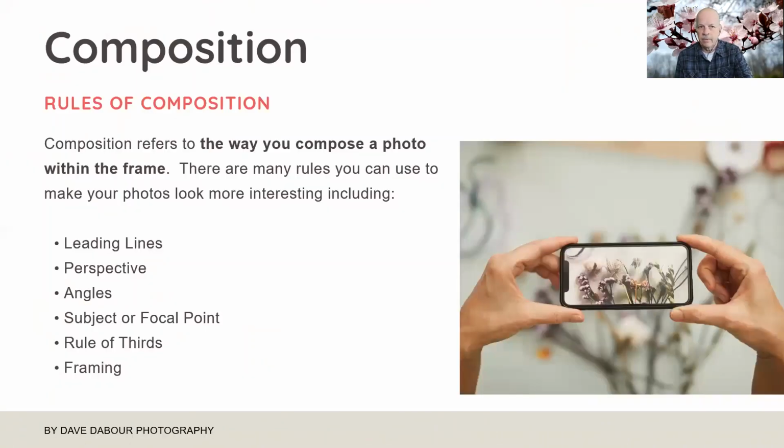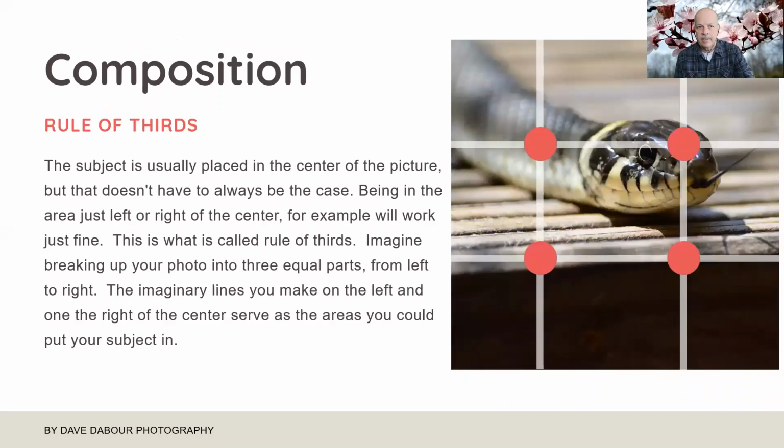Today's tip is in photo composition. Composition refers to the way you compose a photo within the camera frame. There are many rules you can use to make your photos look more interesting, including leading lines, perspectives, angles, subject or focal point, rule of thirds, or framing. Today's tip is rule of thirds.